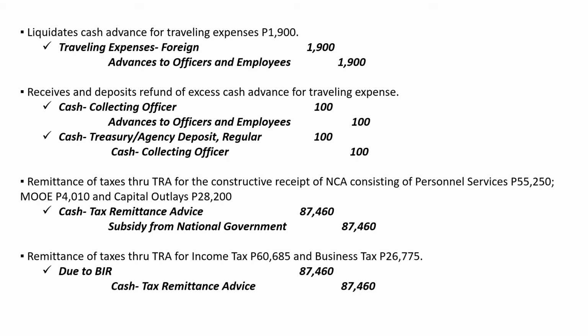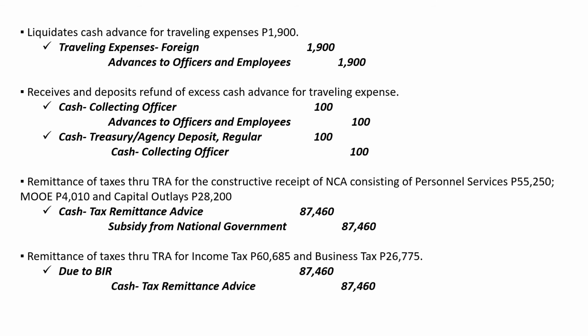Next, we record the remittance of taxes through TRA for the constructive receipt of NCA. So sa personal services, 55,250. Sa MOOE, that's 4,010. And for the capital outlays, that's 28,200. So itong TRA, again, to recap, to refresh, this is used to recognize the constructive remittance of taxes withheld to the BIR, or to the customs of duties, the BOC. And ano yung constructive receipt of NCA for these taxes, and customs duties.